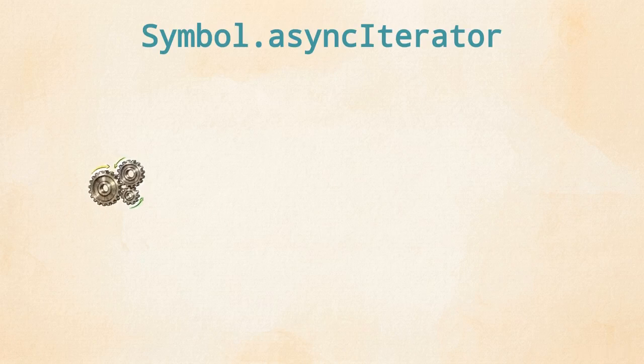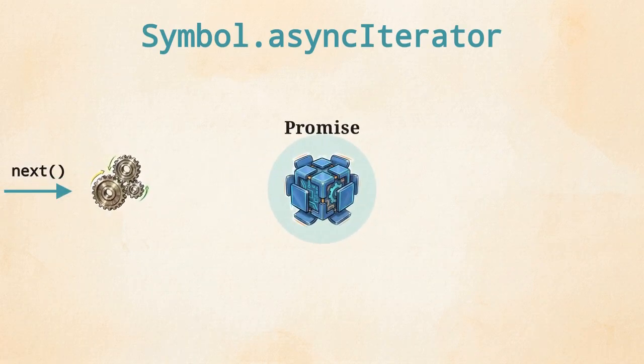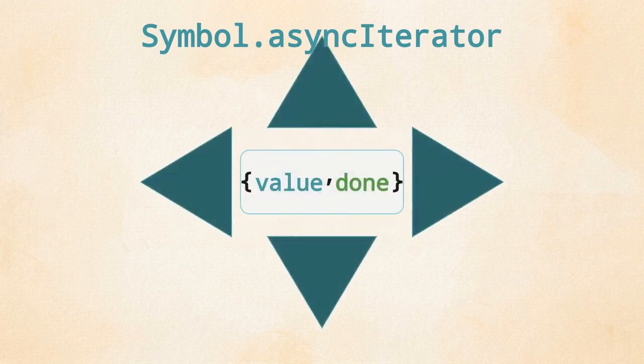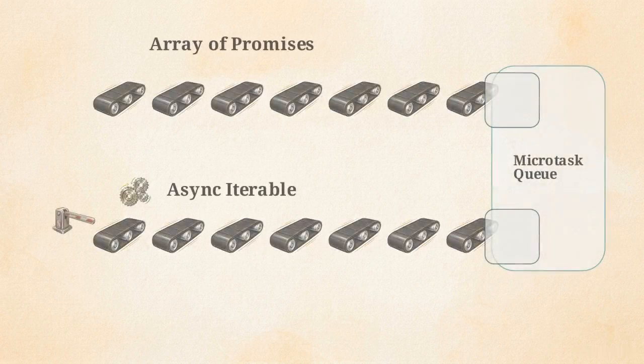The Symbol.asyncIterator protocol addresses this by modifying the state machine so that next returns a promise that resolves to the value-done payload. We consume these asynchronous streams natively using the for-await-of loop. This diagram highlights the difference in execution.